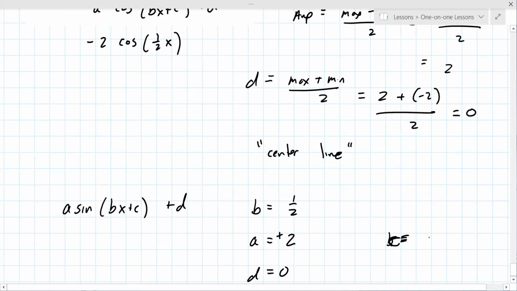C we just mentioned is, well, what we mentioned here is that the phase shift, PS, is 2. That's related to C. Wait, what's PS? Phase shift. Oh, okay.